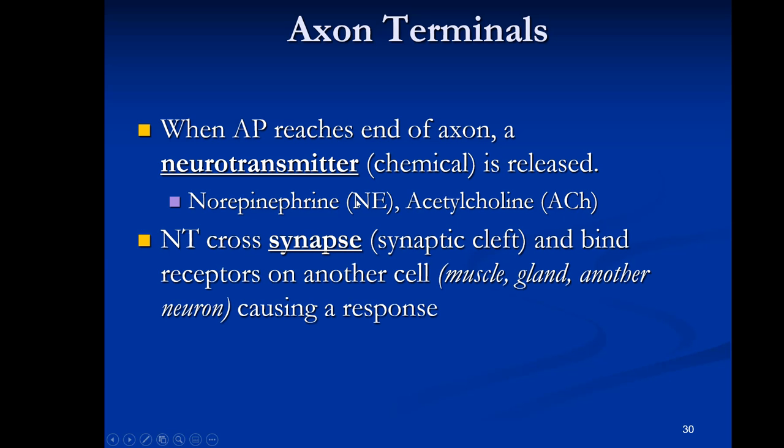That chemical, or neurotransmitter, is going to cross the space that it's released into. It's called a synapse or synaptic cleft. And it's going to bind receptors on another cell. That cell could be a muscle cell like you've seen before, could be a gland, an endocrine gland, could be another neuron. It could be any other cell of the body that the neuron is communicating with.